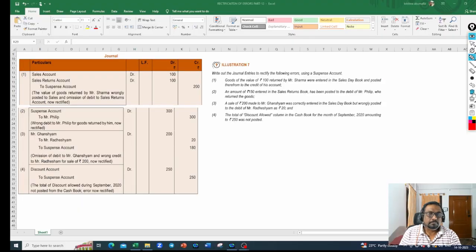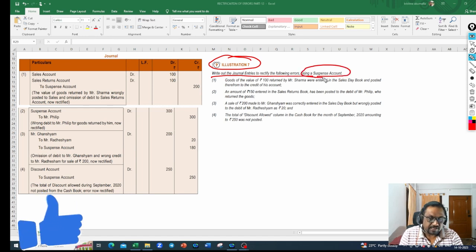Let us get into the problem. Okay, guys, let us get into illustration 7. Write out the journal entries to rectify the following errors using a suspense account. They mentioned very clearly in the problem that we are to make use of the suspense account to finish this problem.